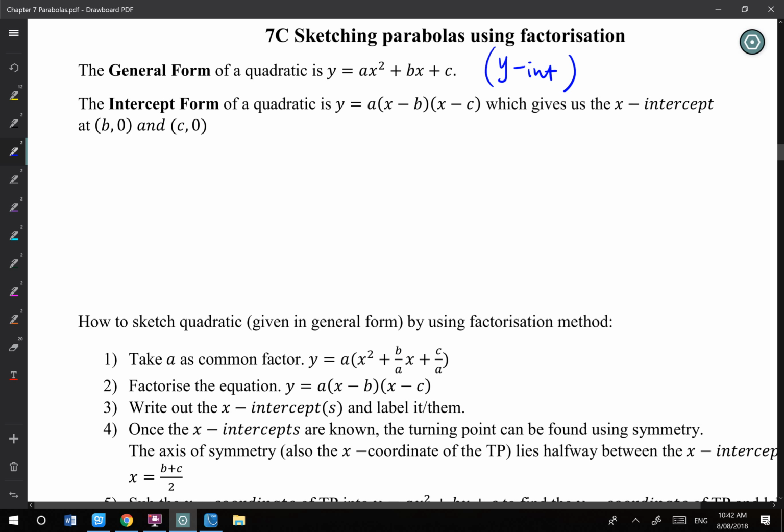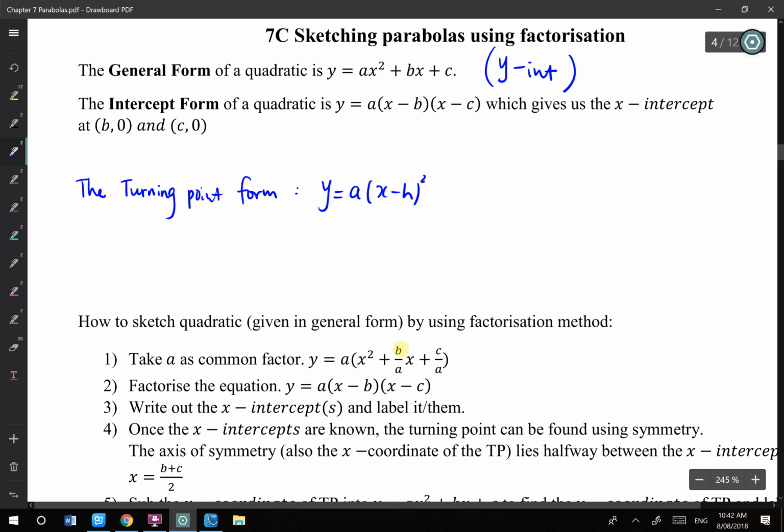The second one is the turning point form, which is y equals a(x minus h) squared plus k. And that can tell us the turning point at h comma k. The y-intercept is at 0 comma c in this form.